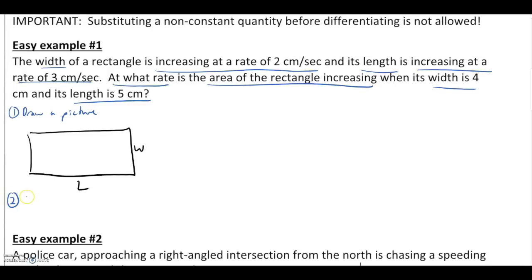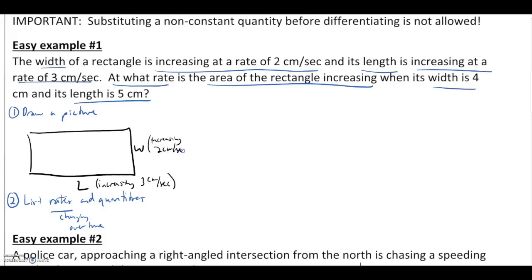And step 2, we wanted to list all rates and quantities that we know. And here's where a new situation comes into play, this idea of rates, things that are changing over time. And we have 2 of those in this problem. We know that our length is increasing 3 centimeters per second, and our width is increasing 2 centimeters per second.